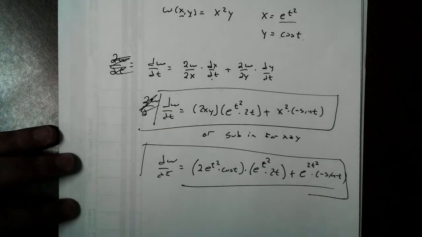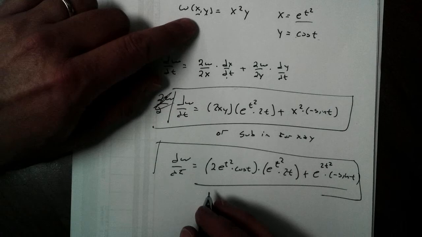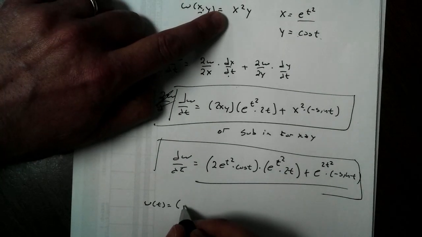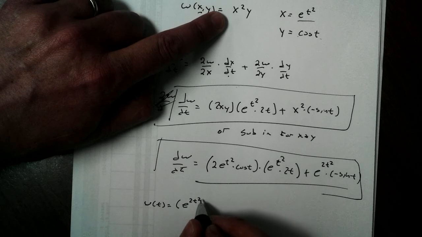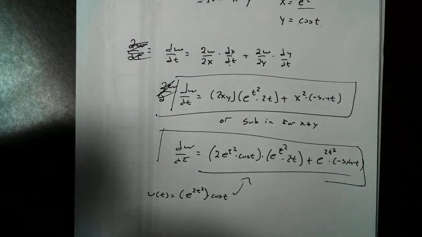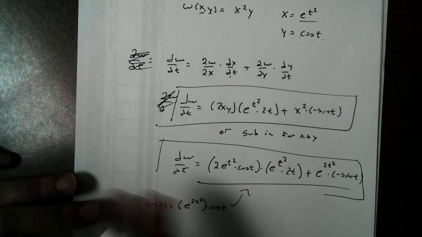And you can verify that by substituting this in. If I said w of t then would be, this becomes e to the 2t squared times cosine of t. And if you take this derivative using our product rule and chain rule, you would, of course, get that. All right.